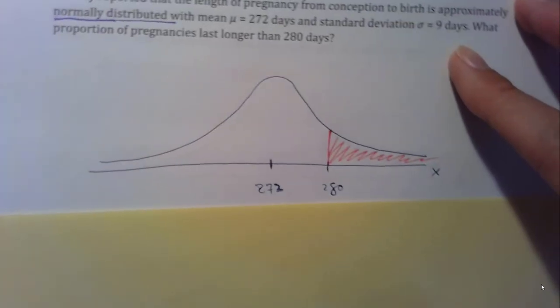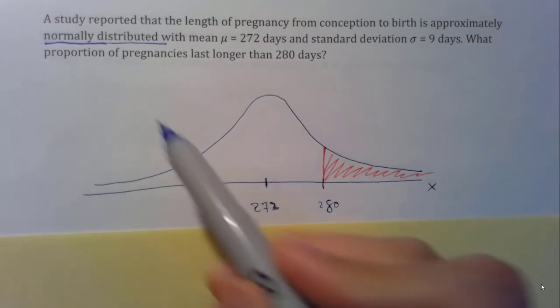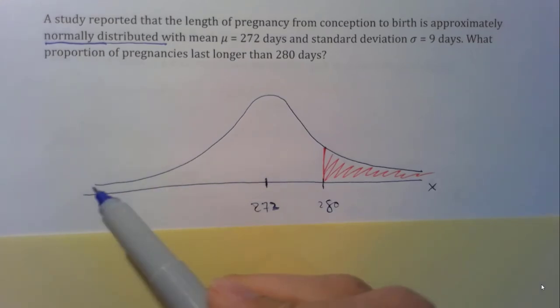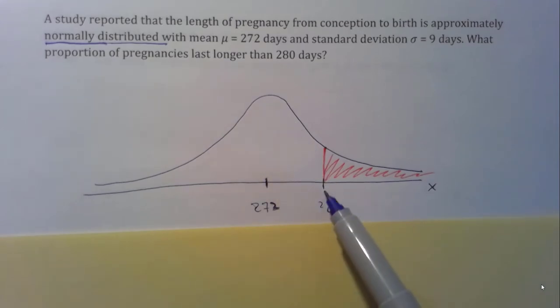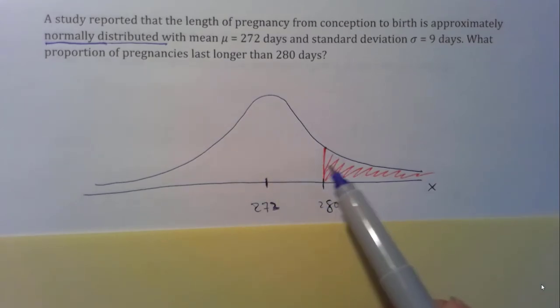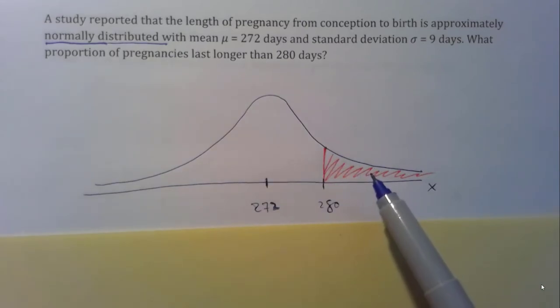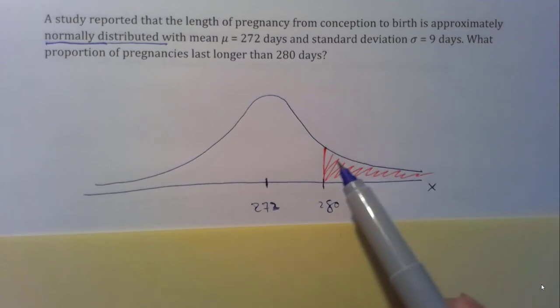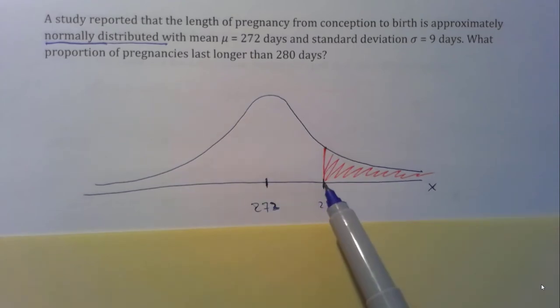So let's draw the curve and then write out what we got from the problem. We know that this is the normal curve, the normal distribution. We have the mean to be 272 days, which should be the center. And then we are asked, what is the proportion of pregnancies that last longer than 280 days? So we are looking for all the values bigger than 280, or the area under the curve from 280 and above.